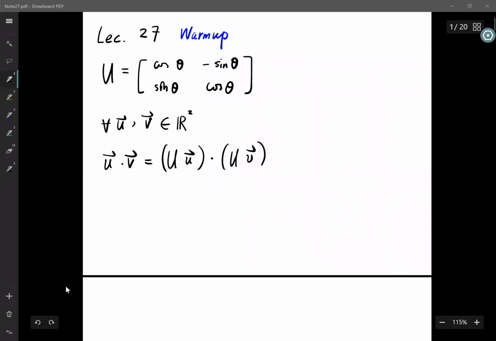Okay, good afternoon. So today let's continue talking about orthogonal matrices, and then we're going to talk about inner product space. First, let's have a warm-up problem. U is this matrix, theta is a real number, because it's an angle you can think of as from 0 to 2 pi. Now I ask, if I give you two vectors, u and v, in R2, whether the inner product of u and v, u dot v, is equal to Uu dot Uv.